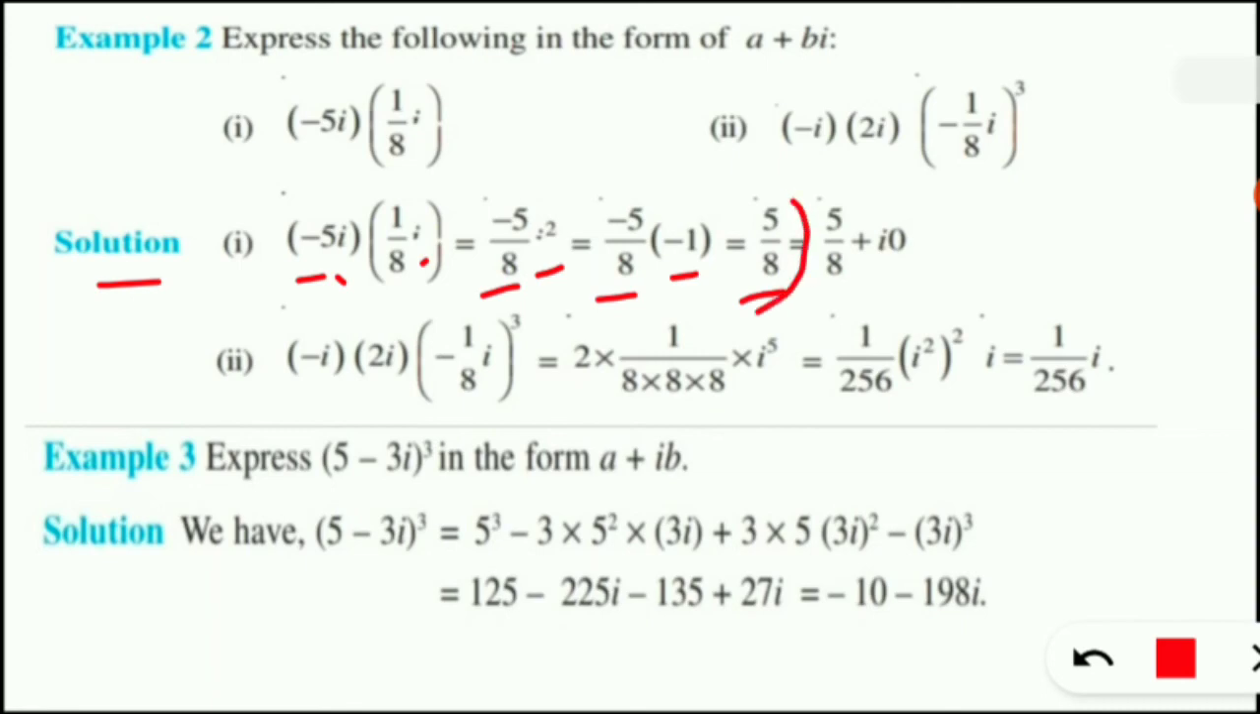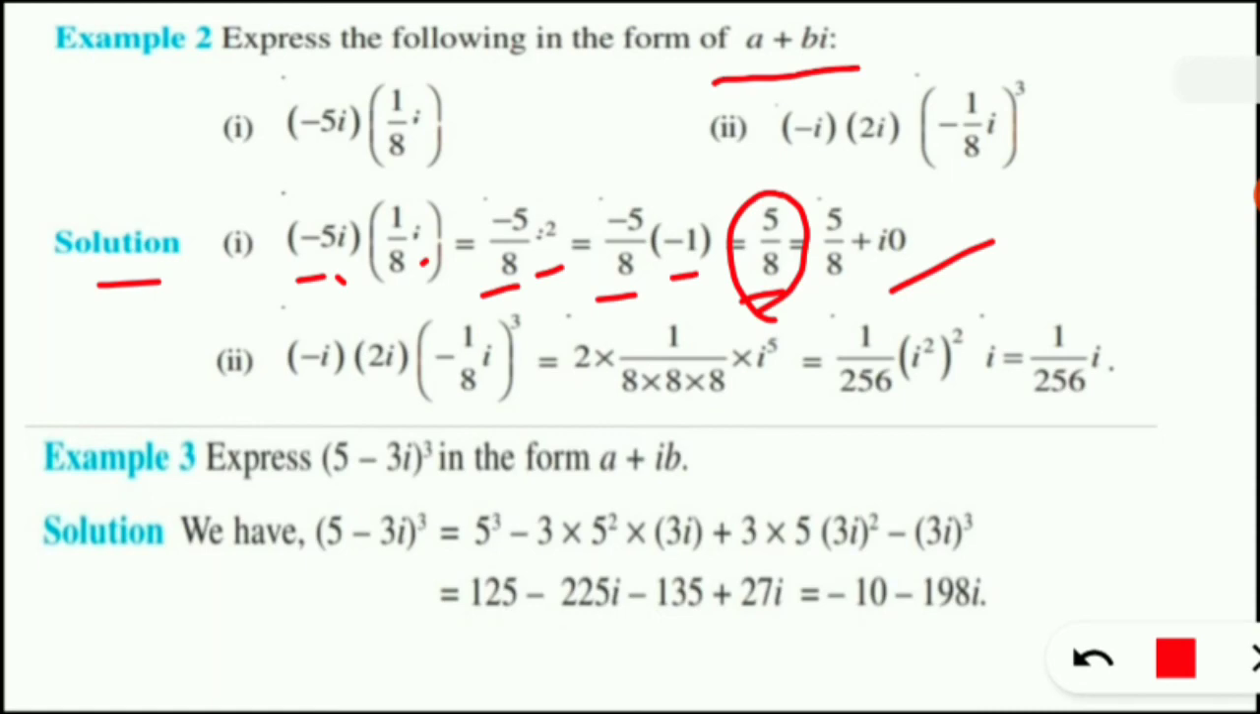This is the result. But in your question it is given to write in the form of a plus ib, so 5 by 8 can be written as 5 by 8 plus 0 into i. Clear? Next, question number 2. Minus i into twice i into (minus 1 by 8 into i) whole cube.